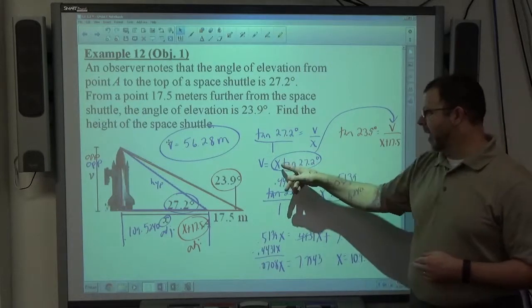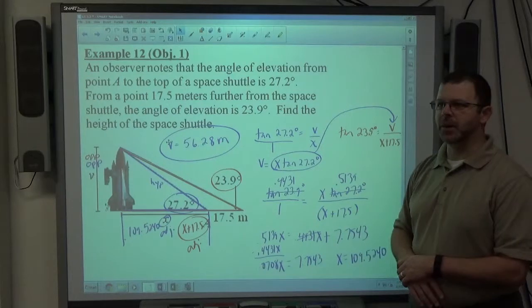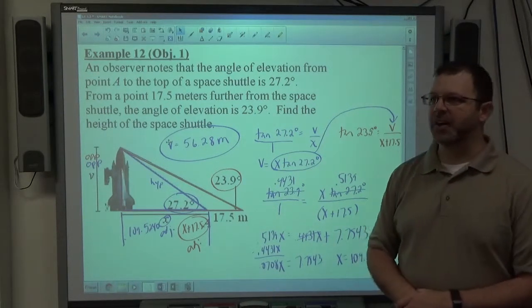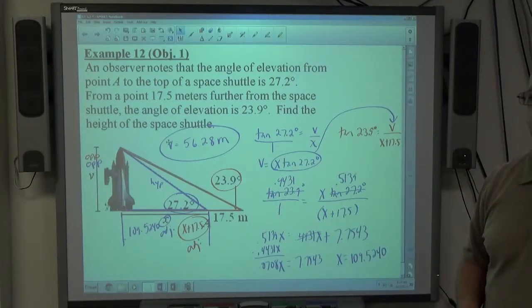The other option would be to get x equals v over tangent of 27.2 and put that there. That gets a bit ugly to look at, though you could find v immediately. It's a lot easier to find x and then just use that to find v. So I would recommend going that route.